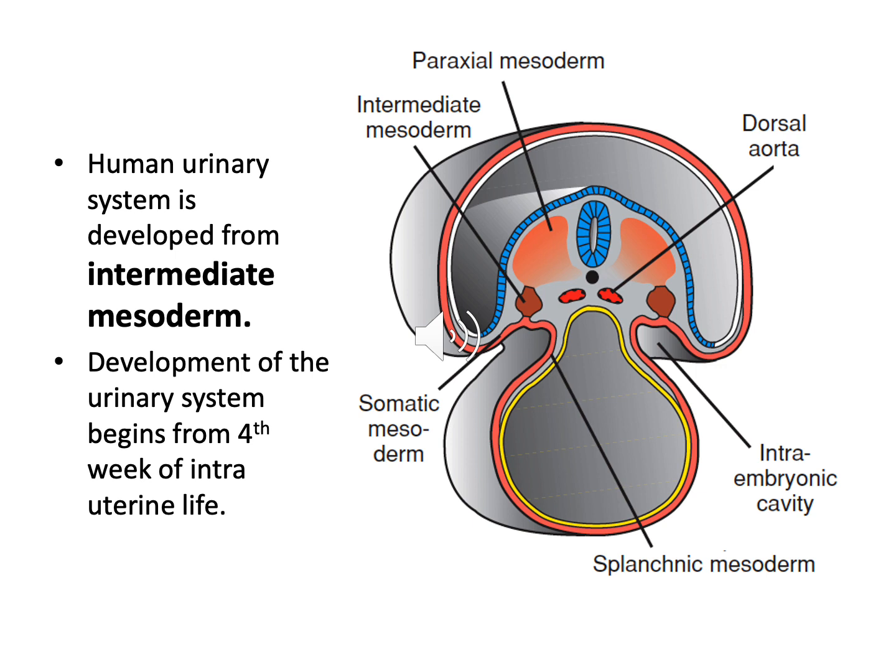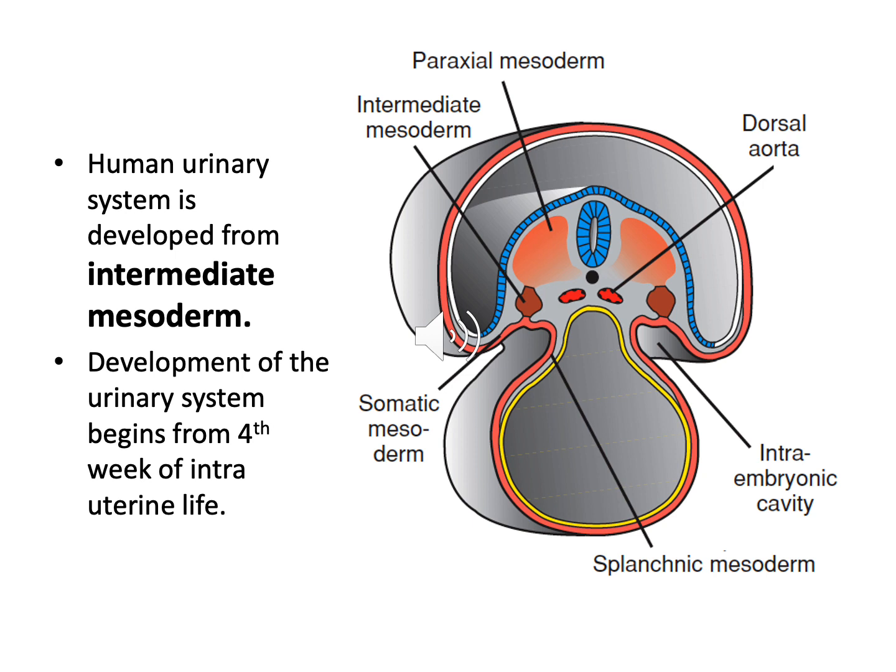So what is the intermediate mesoderm? The human urinary system is developed from the intermediate mesoderm. Embryologically, the mesodermal cells close to the midline form a thick plate of tissue known as paraxial mesoderm, and more laterally the thin layer of mesodermal cells is called the lateral plate. So the intermediate mesoderm is the mesodermal cells in between the paraxial mesoderm and the lateral plate mesoderm.